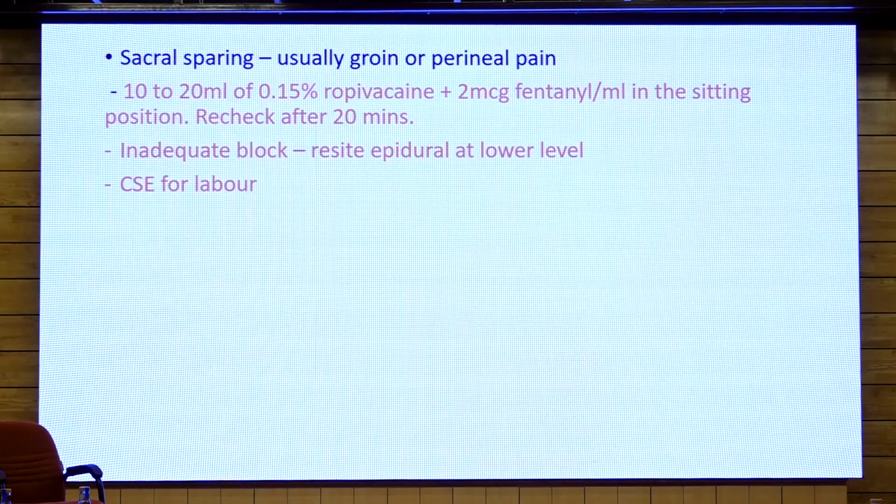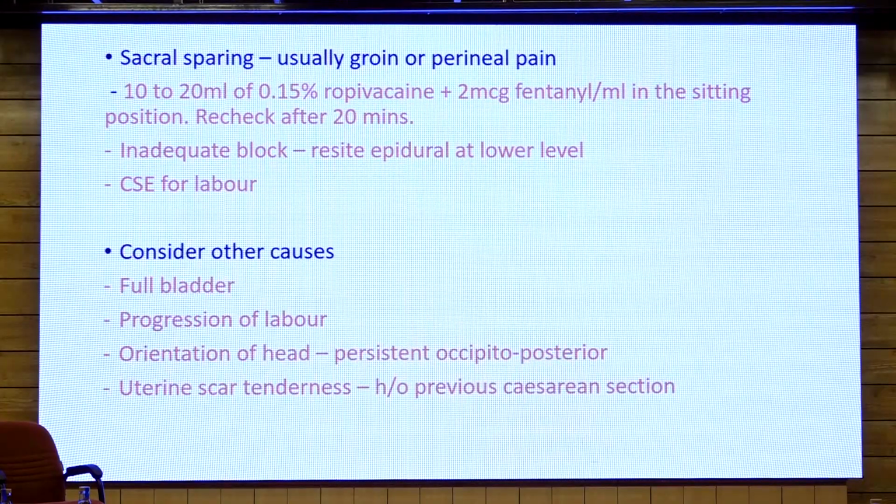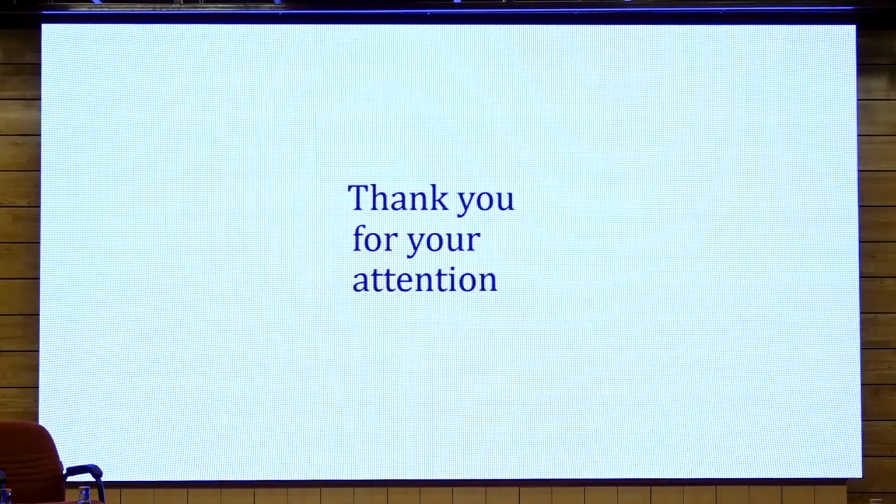CSE for labor is one thing that could be considered. I was looking at literature and there was mention of dural puncture epidural for labor as well. Always consider other causes: a full bladder, progression of labor, orientation of the head. These are obstetric causes. Persistent occipito-posterior, and look for uterine scar tenderness if the patient has had a previous cesarean section. Thank you for your attention.